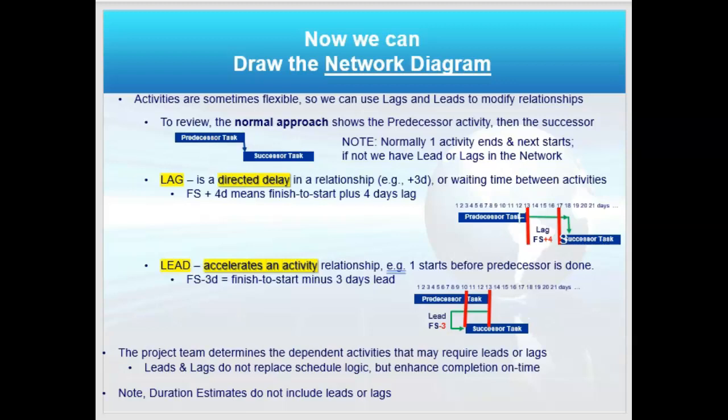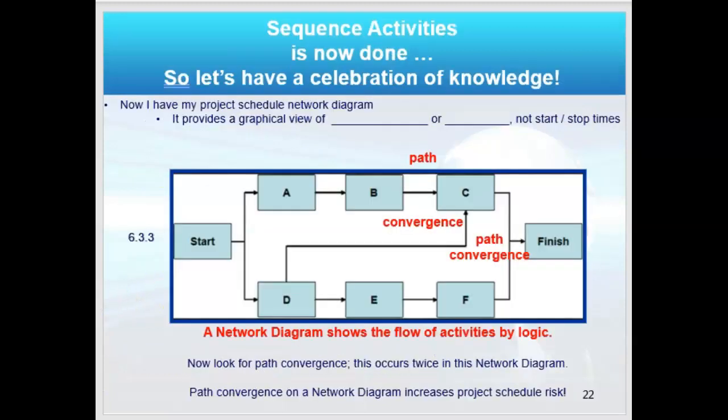So we're back again, and remember we're talking about a predecessor activity and a successor. A lag is a directed delay in that relationship. And a lead actually is going to accelerate the predecessor into the successor, for scheduling purposes. That's all I wanted to say about that, but we're able then to sequence activities. That's done, and you end up with a network diagram. Notice that there are no times associated with it.